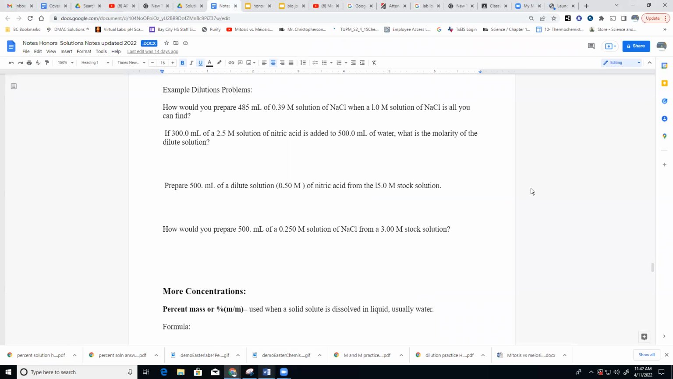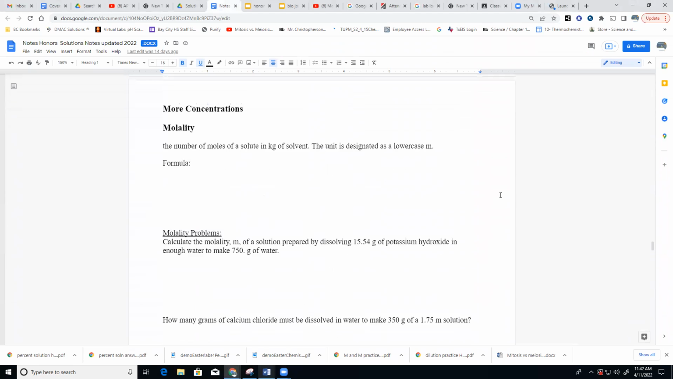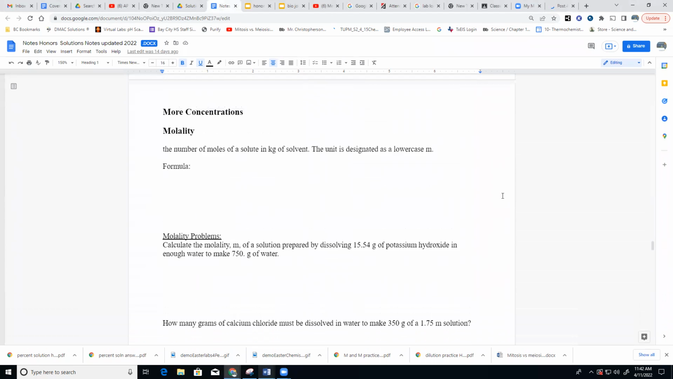All right. So molality, sounding very much like molarity. I didn't make the names, I just teach it. But it has a different formula.